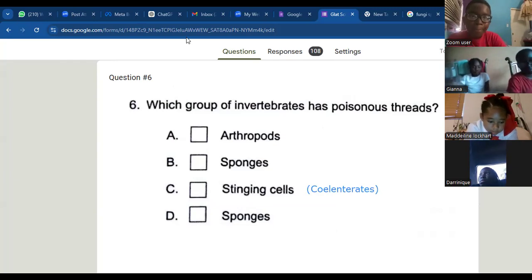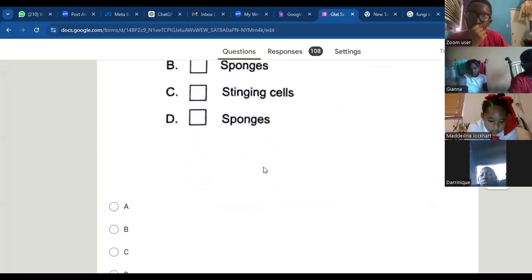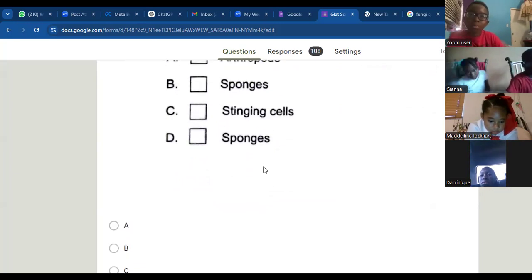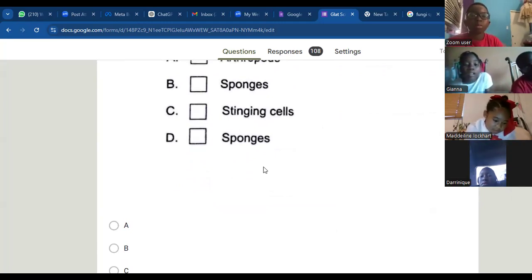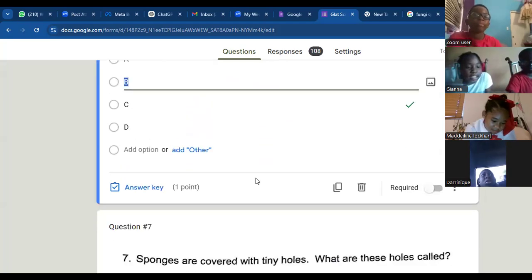All right, next up. Yes, go ahead. If they ask that question on the test and we put stinging cells, is that wrong? No. Well, first of all, if there are any corrections, your teacher would tell you the corrections that need to be made to the paper. Secondly, if you put stinging cells, they'll either mark it right or they'll just remove the question.